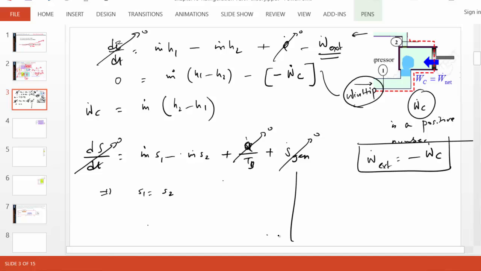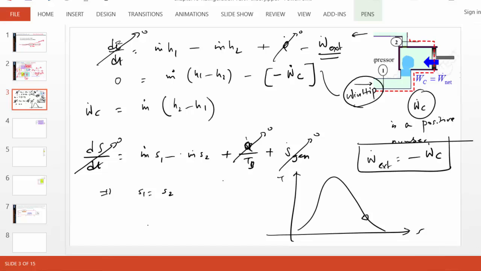So in a TS diagram, in an ideal system, state 1 will always be saturated, and we'll go isentropically as the pressure increases. So this will be the plot of the compressor in a TS diagram.